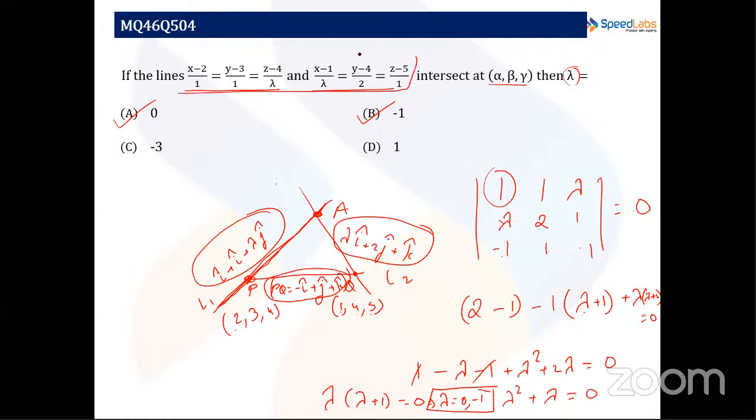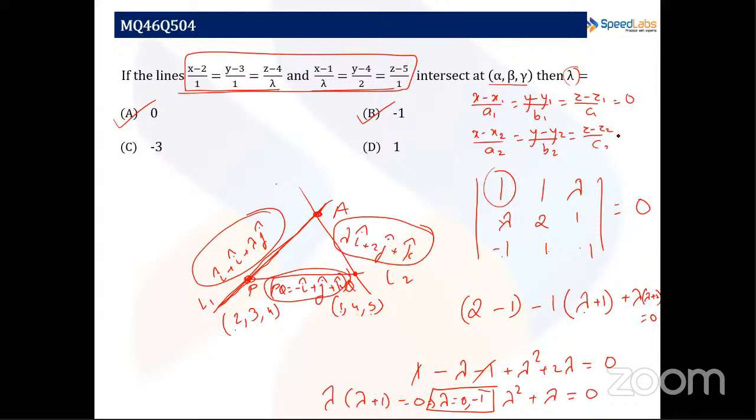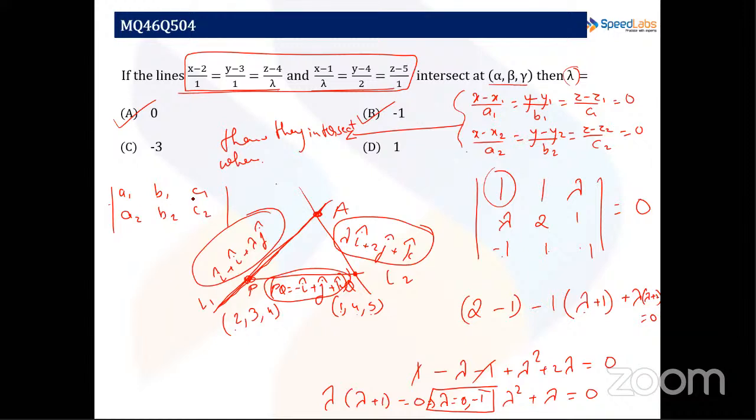So we can take this as a concept: if we have two lines, (x minus x1) upon a1 equals (y minus y1) upon b1 equals (z minus z1) upon c1, and the other is (x minus x2) upon a2 equals (y minus y2) upon b2 equals (z minus z2) upon c2, then they intersect when the determinant value of a1 b1 c1, a2 b2 c2, and x2 minus x1, y2 minus y1, z2 minus z1 is equal to 0.